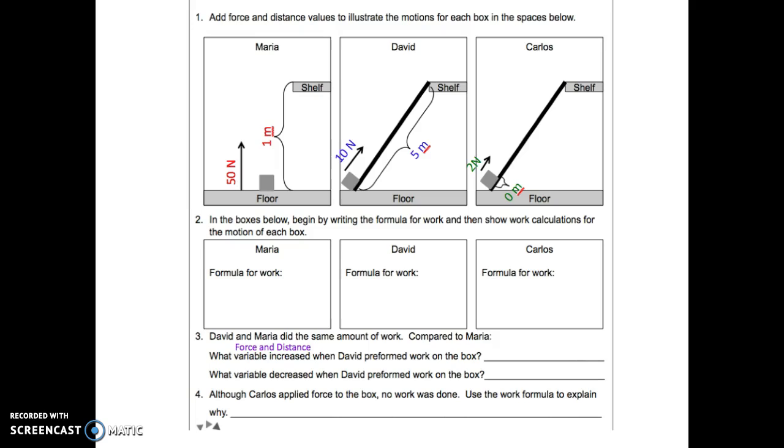And then for number 4, although Carlos applied force to the box, no work was done. Use the work formula to explain why. Remember the work formula? Work equals force times distance, and he did not move the box. His distance was 0. Go ahead and finish these problems. Great job.